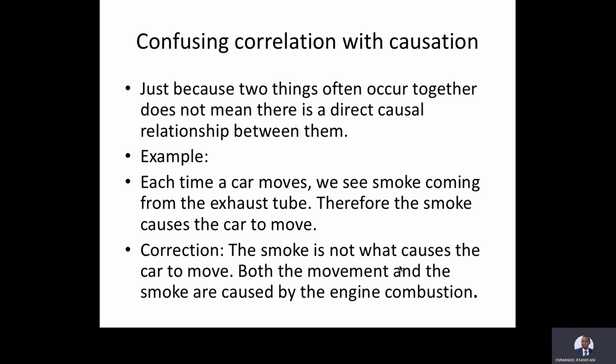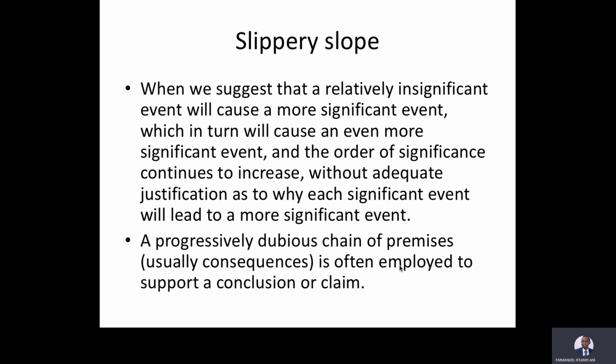Then we have this interesting causal fallacy called slippery slope. When we suggest that a relatively insignificant event will cause a more significant event, which in turn will cause an even more significant event, and the order of significance continues to increase without adequate justification as to why each significant event will lead to a more significant event. And so we form a progressively dubious chain of premises, which are usually consequences, to support a claim or a conclusion.